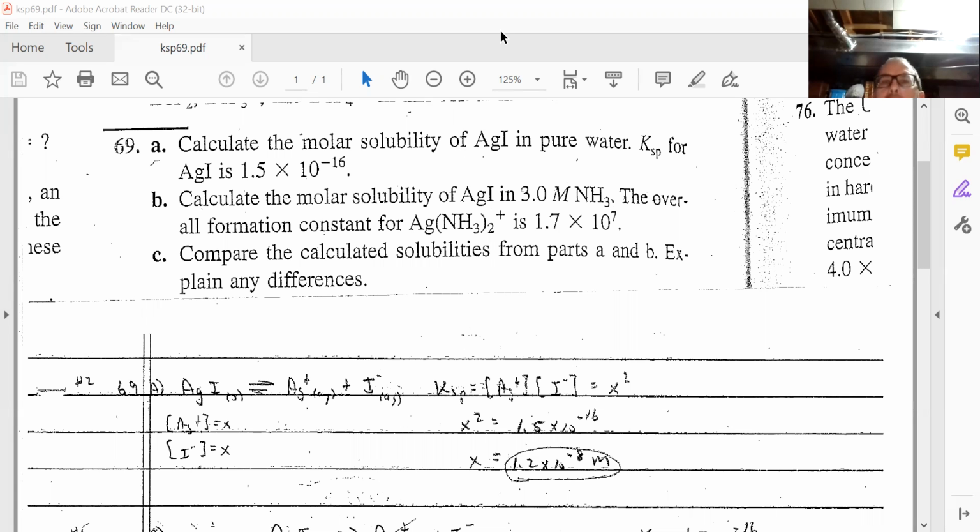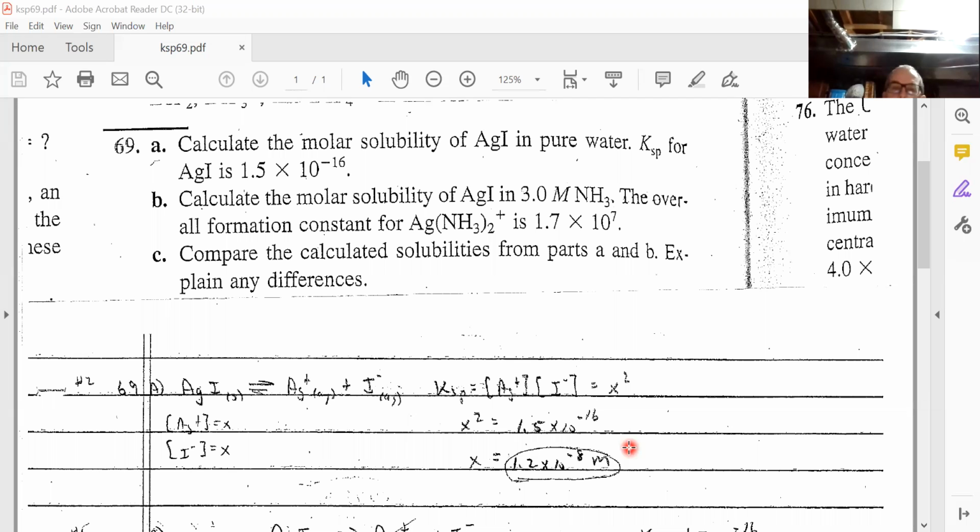So let's look at this question. The first question looks like a type 2 problem where it says calculate the molar solubility of AgI in pure water, and it gives you the KSP. AgI breaks into Ag plus and I minus, so it's going to be equal quantities of Ag plus and I minus. You can call each one X. KSP equals X times X, or X squared. So X equals the square root of KSP, which is 1.2 times 10 to the negative eighth. That would be the solubility in distilled water.